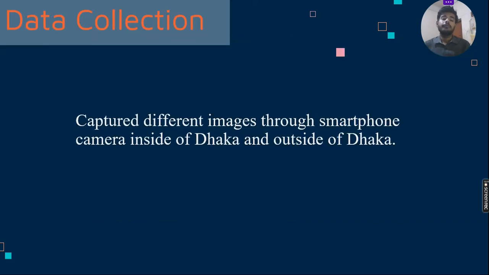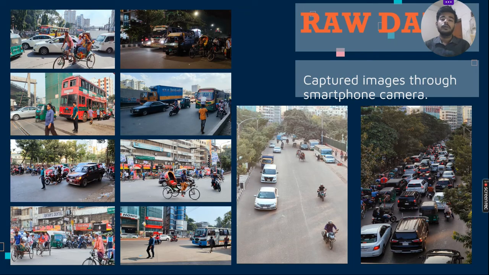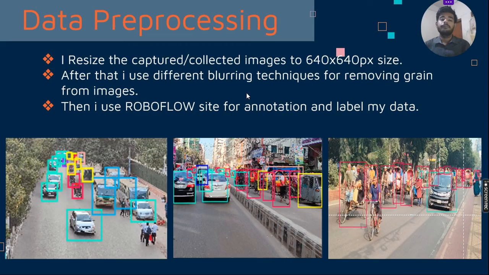Data collection: capture different images through a smartphone camera inside Dhaka and outside of Dhaka. Proposed model: I applied these three models, YOLO V5, YOLO V6, and YOLO V7. Raw data: images captured through a smartphone camera. Here is my raw image sample.